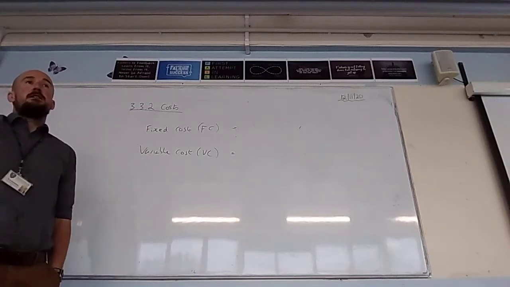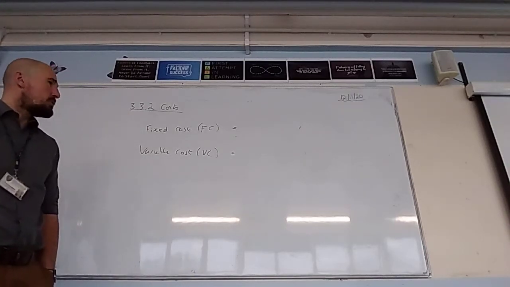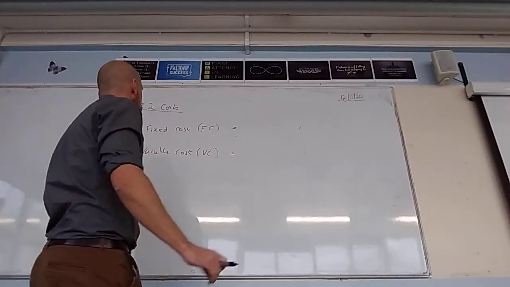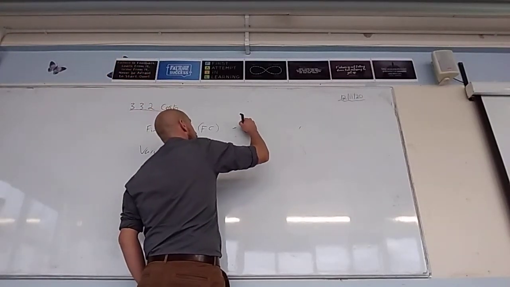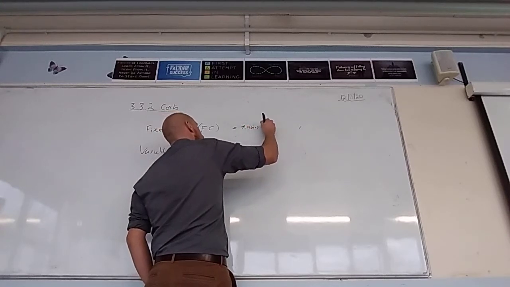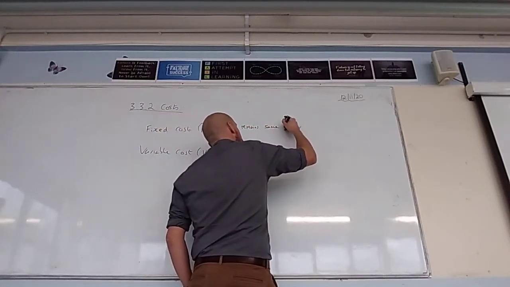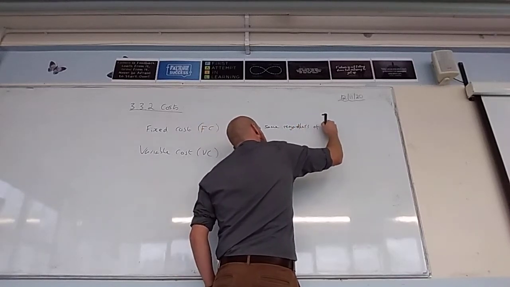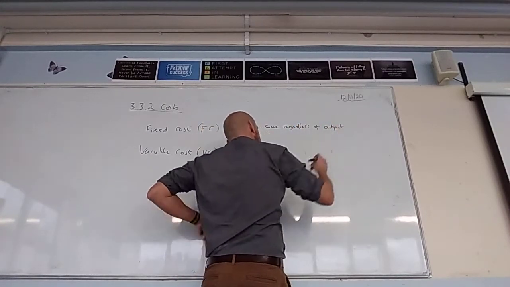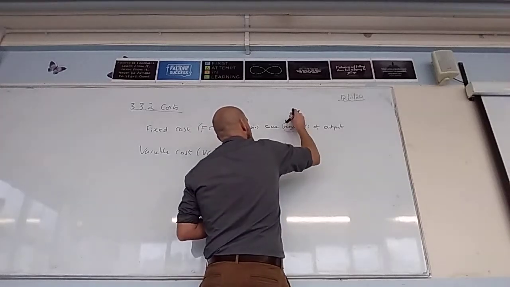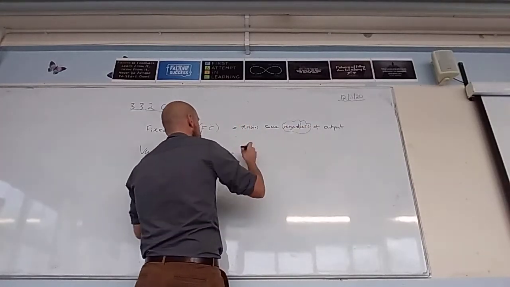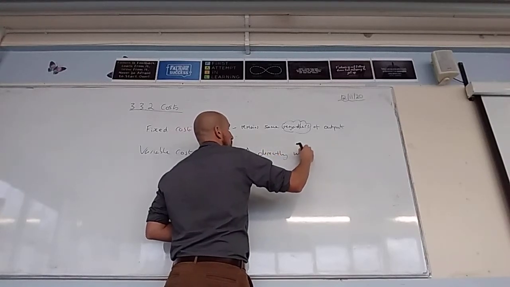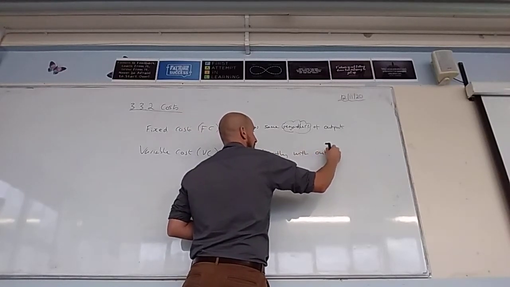What's the difference then, George, between a fixed cost and a variable cost? Fixed cost will stay the same regardless of the amount of output, and the variable cost will go up if output increases. Okay, whereas the variable cost will change directly with output.